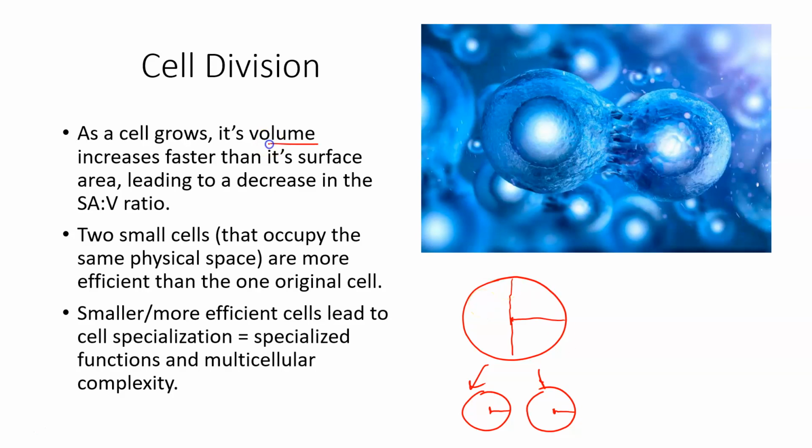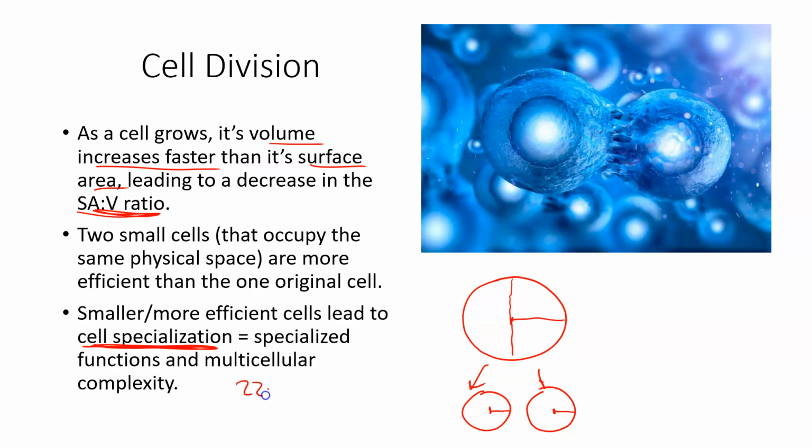So as a cell grows, its volume increases faster than its surface area. That leads to a decrease in the overall ratio, as I've demonstrated in previous slides. 2 small cells, much like I did here, that occupy the same physical space of a larger cell are going to be more efficient individually, and therefore more efficient as a whole. And because smaller cells increase cellular efficiency, it leads to the ability to specialize, and cell specialization is vital for the production of multicellular organisms.